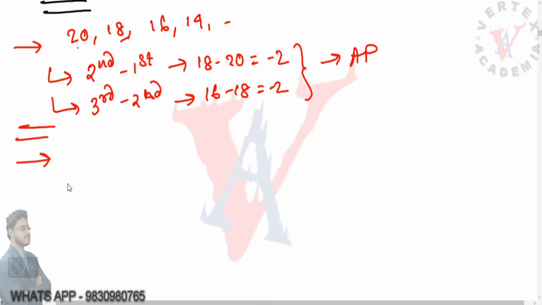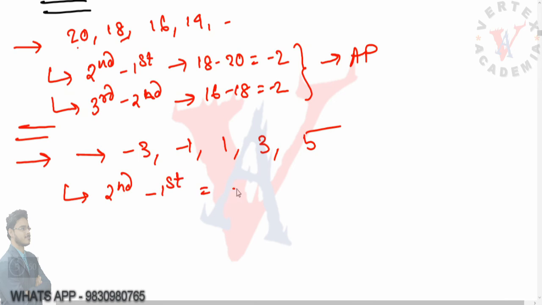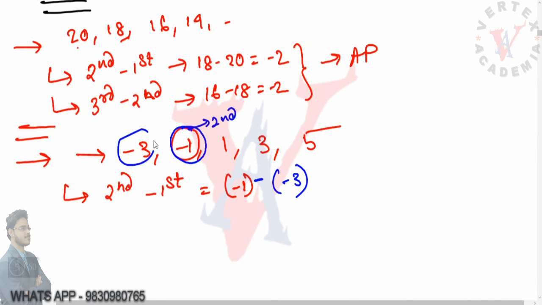Let us see one more example. Another example is you take minus 3, minus 1, 1, 3, 5, something like that. So if you compute second minus first, you will get minus 1 minus the first term. The second term here is minus 1, and minus 3 is the first term.